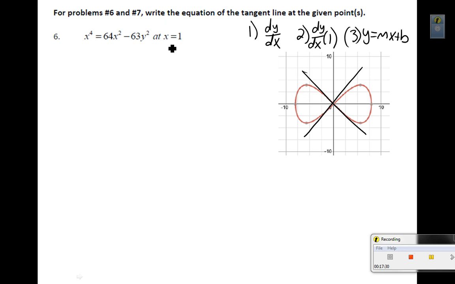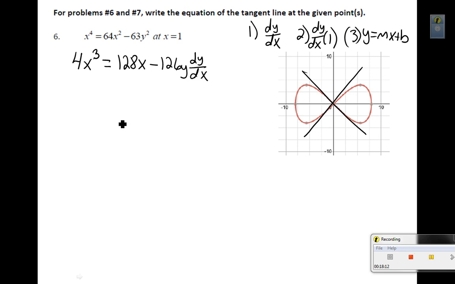Some things that I know, since I'm given x equals 1, at some point I'm going to have to go find my y value. I can do it now, or I can do it in a little bit. Let's go ahead and get the derivative of this thing. The derivative of x to the 4th is going to be 4x cubed, equals the derivative of 64x squared, 128x, minus the derivative of 63y squared, negative 126y dy/dx.